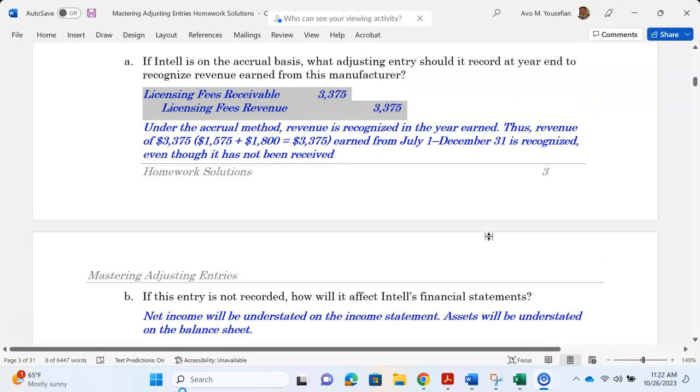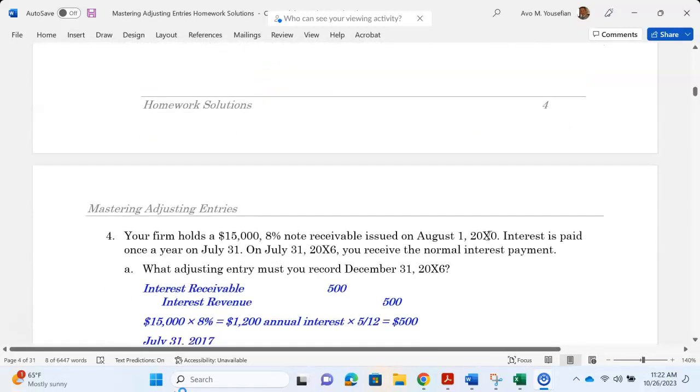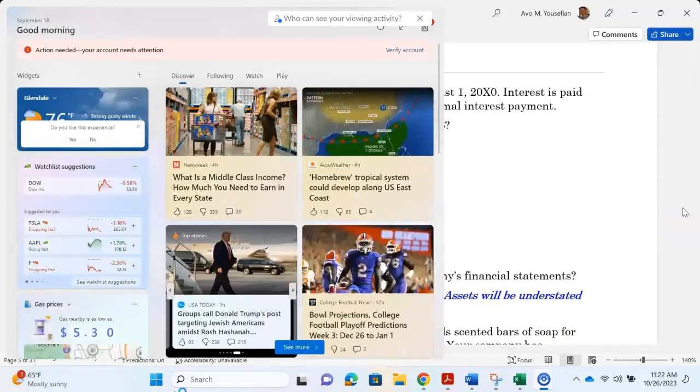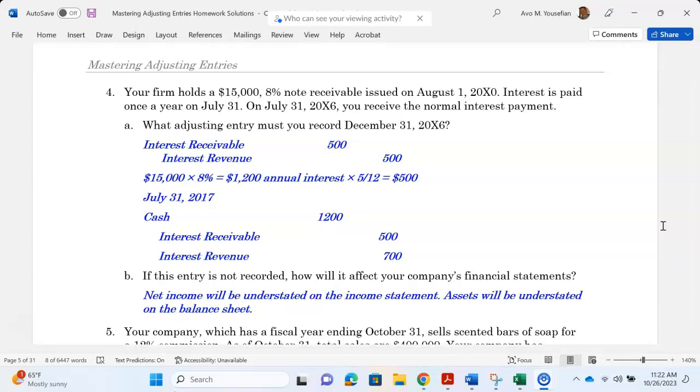So that was number 3. Let's go to number 4. Your firm holds a $15,000, 8% note receivable, issued on August 1st of 2020. Okay. Interest is paid once a year on July 31st at the end of 12 months.